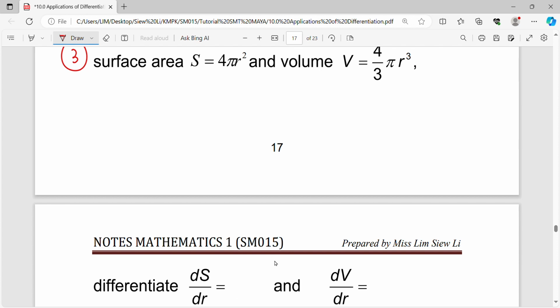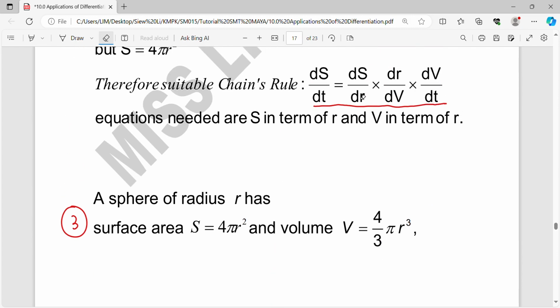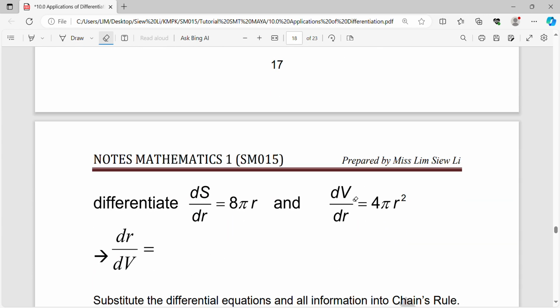So for surface area, when we differentiate it, the power comes down in front and the power reduces by 1. We differentiate S with respect to r, and we have 8 pi, with power 1 reduced, r to the power 1. Meanwhile, for V, we differentiate with respect to r, so the power comes down in front and we get 4 pi, and the power reduces by 1, so we get r squared. Then look at the chain rule. What we need is dr/dV, and we already have dV/dr, so we inverse it: 1 over 4 pi r squared, so that we get dr/dV.